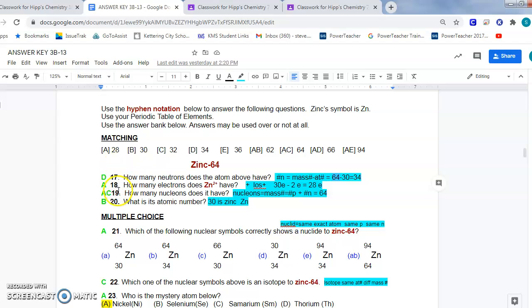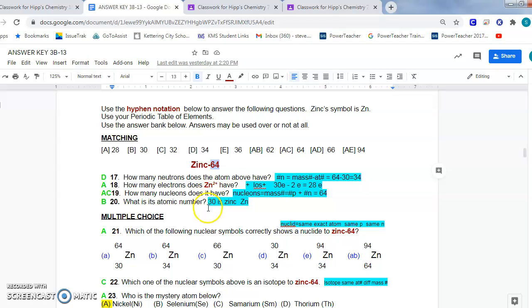That's letter A. Number 19, how many nucleons does it have? Nucleons is just a fancy term for any particles in the nucleus. They told us the mass number was 64, which is telling us there are 64 particles in the nucleus. That's not the actual mass of zinc 64. The actual mass could be a little bit less or a little bit more than 64, depending on how much of the mass of the protons and neutrons went into binding energy to hold that nucleus together. So nucleons, there are 64.